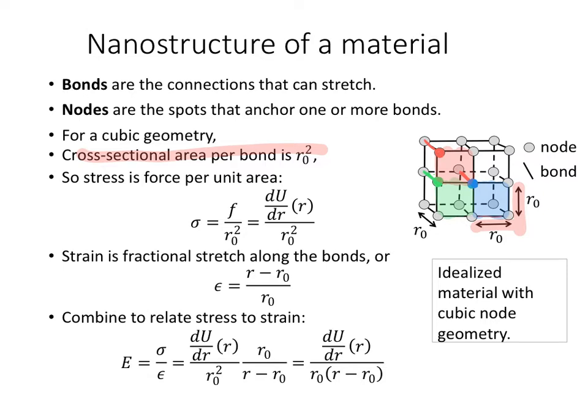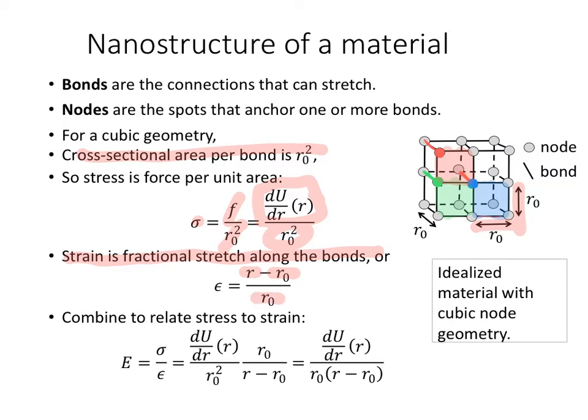We can use that then to calculate the stress per unit area. So the stress is just the force divided by the cross-sectional area. And the force is the derivative of the energy function, and the cross-sectional area is R naught squared. So now next we want to have an expression for strain. Because strain is the fractional stretch across the bonds, that means strain is simply the difference between the actual bond length and the equilibrium bond length. And to make it fractional, we divide by R naught.